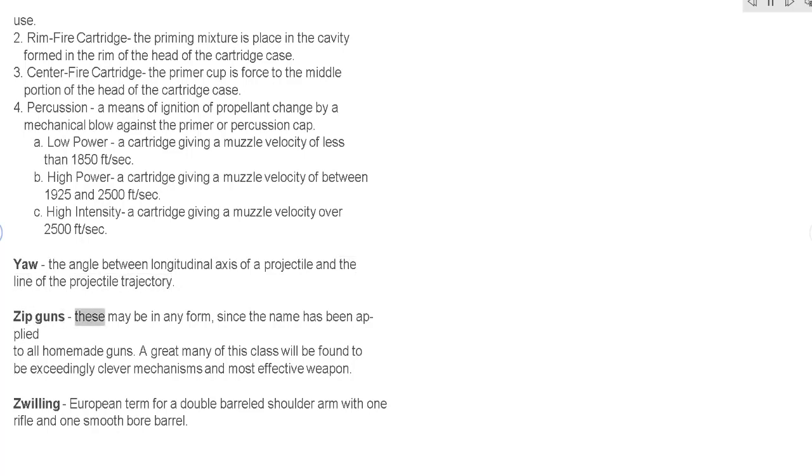Zip guns: these may be in any form, since the name has been applied to all homemade guns. A great many of this class will be found to be exceedingly clever mechanisms and most effective weapons. Zwilling: European term for a double-barreled shoulder arm with one rifle and one smooth-bore barrel.